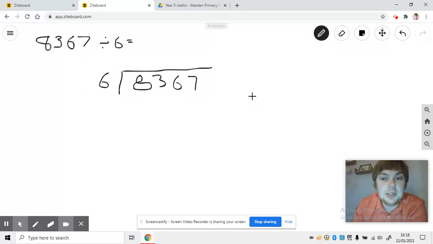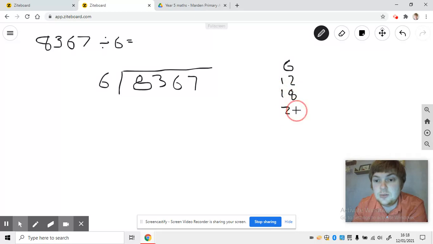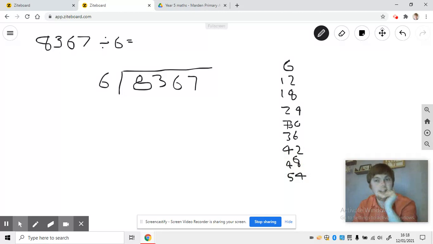So we know we should be listing our 6 times table first because it's going to help. So we know 6, 12, 18, 24, 30, 36, 42, 48, and 54. And again, just a reminder, because we're focused on the method here, you can use a multiplication grid to help you with this today. That is absolutely fine.